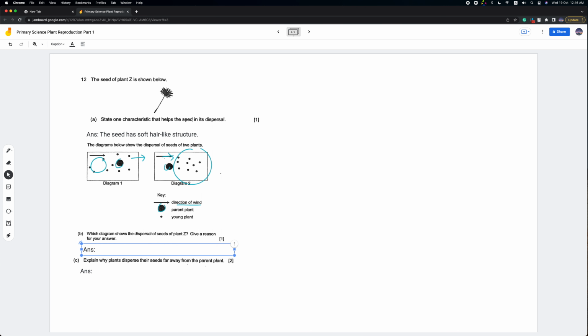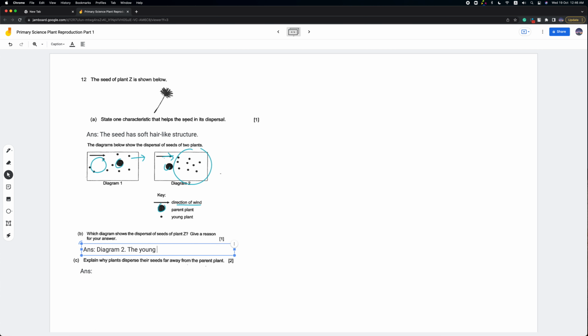Alright, so a very straightforward one. It should be diagram 2. And the reason is using words from the question. A lot of times, students get stuck because they don't know what to write or how to write. They don't know the words to choose. But if you keep in mind that I just need to find the words from the question itself, it will help you write the answer using the correct terms and correct words.